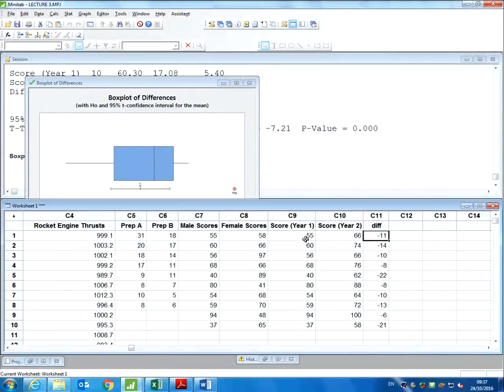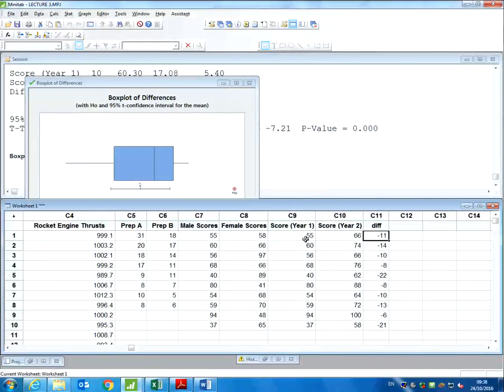Now I've just worked out the pairwise differences. What do you notice about them all? Can you see they're all negative? So what does that mean? If the pairwise differences are all negative, it means that all of the boys did better in year 2. Because the null for a paired T would be that there's been no change.